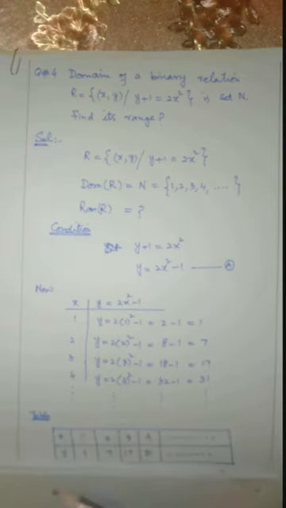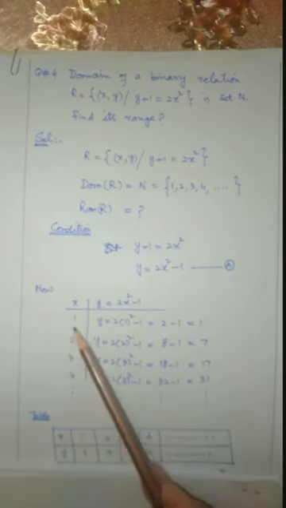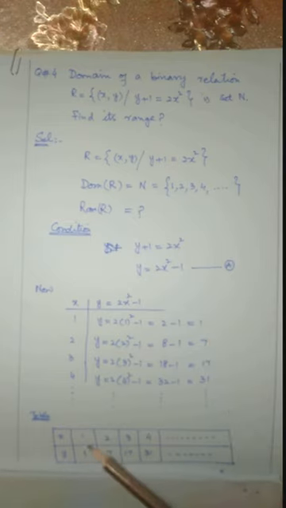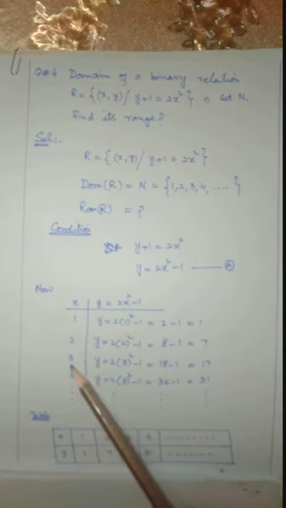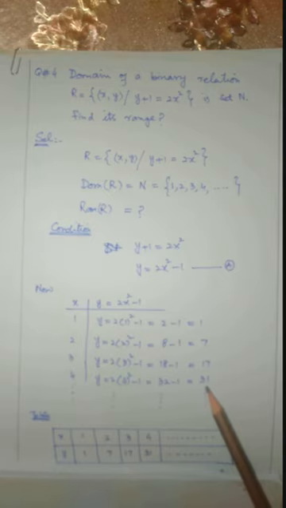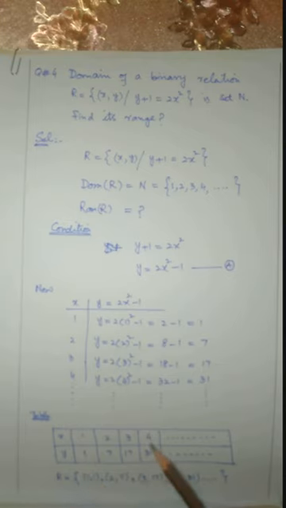Now making a table of x and y. When x is 1, y is 1. When x is 2, y is 7. When x is 3, y is 17. When x is 4, y is 31, and so on. Now the binary relation is (1,1), (2,7), (3,17), (4,31) and so on. The first elements, which are 1, 2, 3 and 4, are called the domain, and the second elements, which are 1, 7, 17 and 31, are called the range, like this.